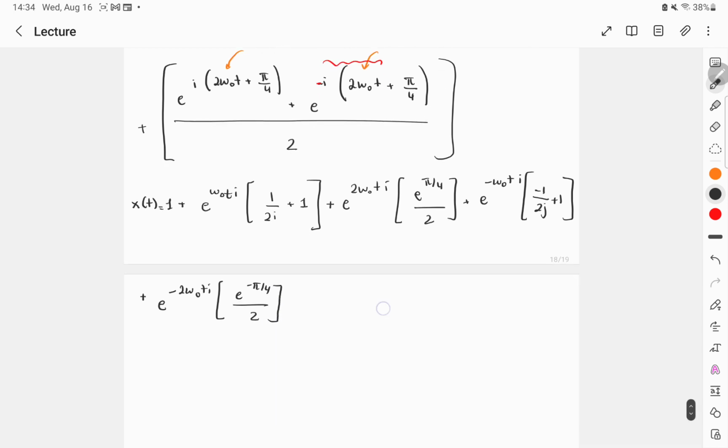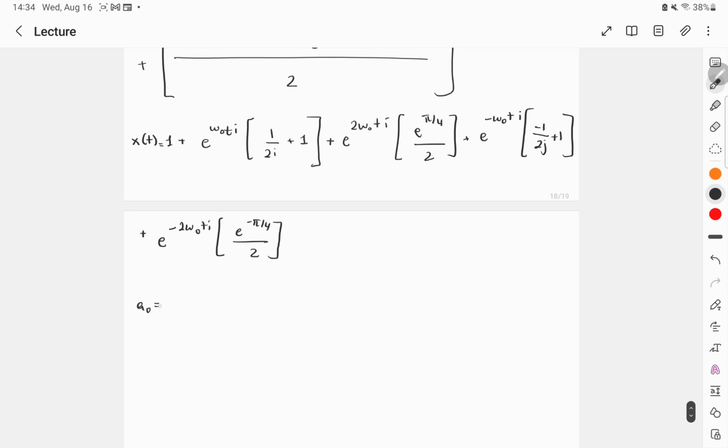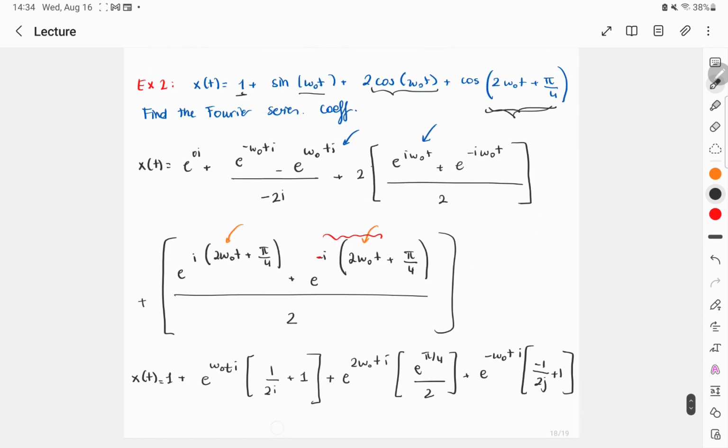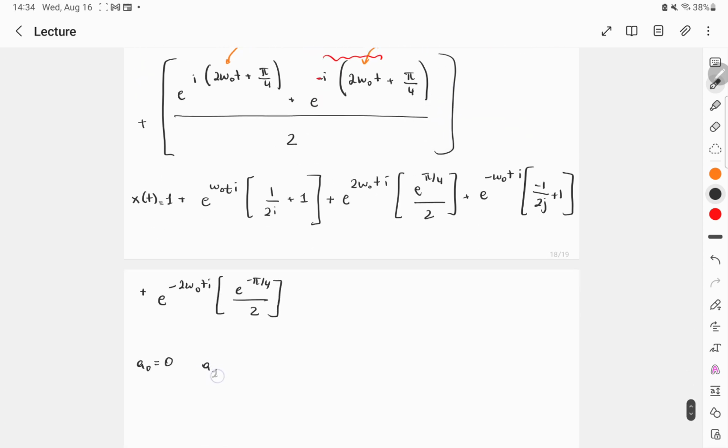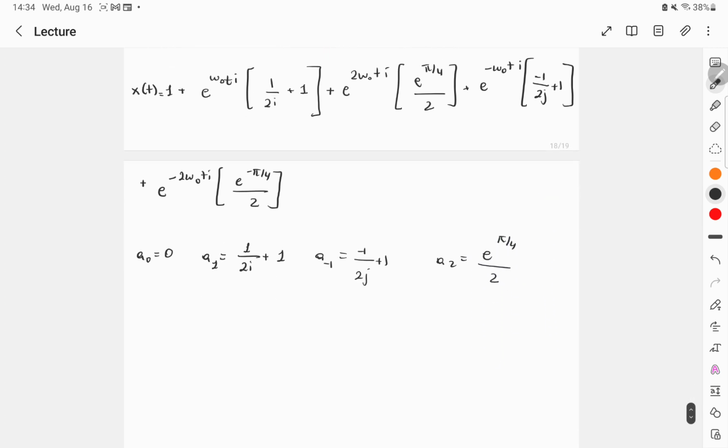So here what we have is a 0 equals 0, because e to the power of 0 gave us 1, which we have over here, and a 1 is 1 over 2j plus 1. A minus 1 is minus 1 over 2j plus 1. A2 is e to the power of pi over 4 over 2. e to the minus 2 equals e to the minus.